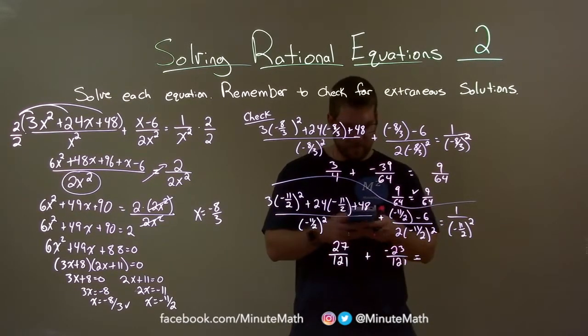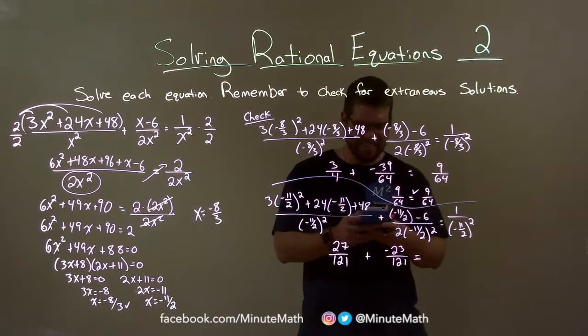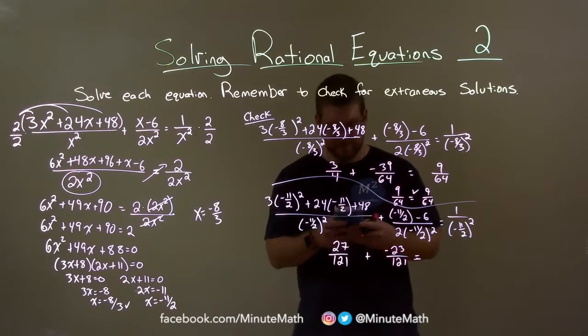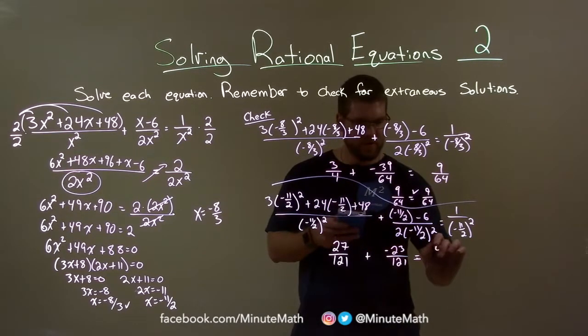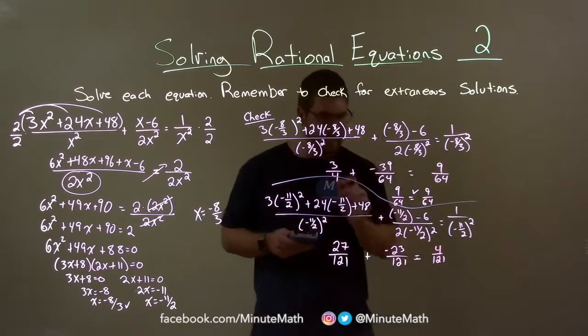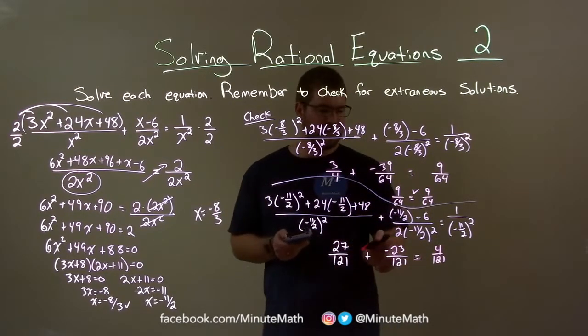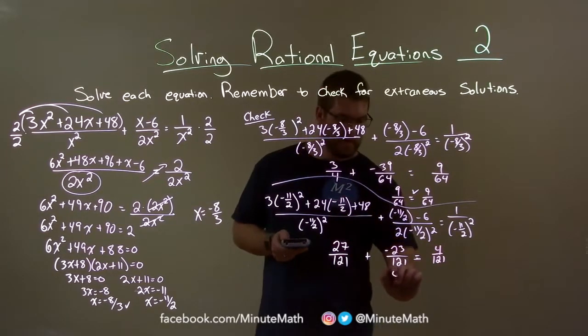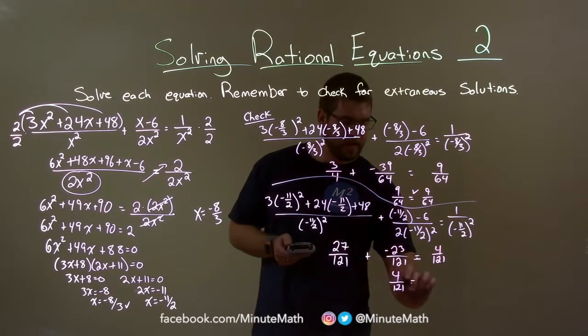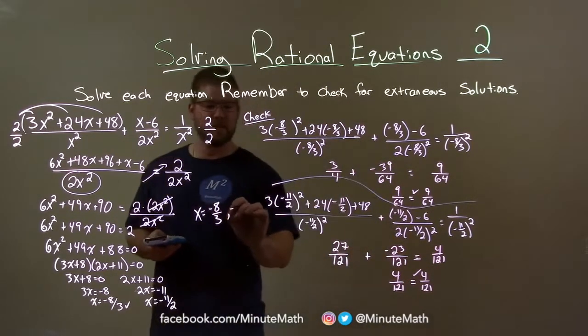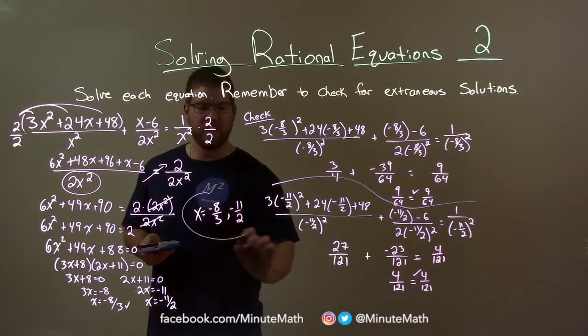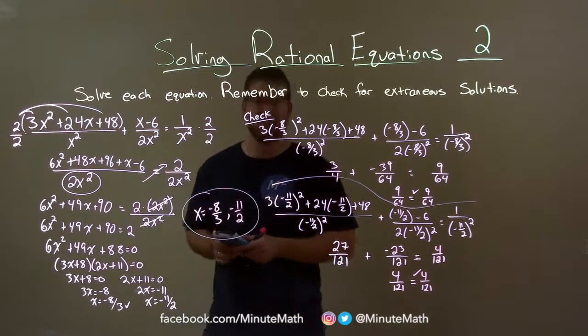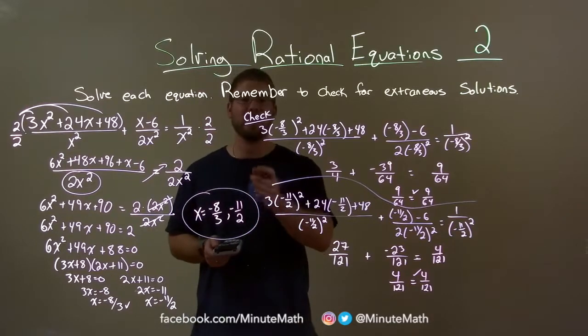Alright, right hand side, 1 divided by negative 11 halves. Make sure we square it. And that as a fraction is 4 over 121, and we can see that, same denominator, subtract the numerators, 27 minus 23 or plus a negative 23 is 4, so 4 over 121 equals 4 over 121, so negative 11 halves is a solution, and so my final answers here are x equals negative 8/3 and x equals negative 11 halves.